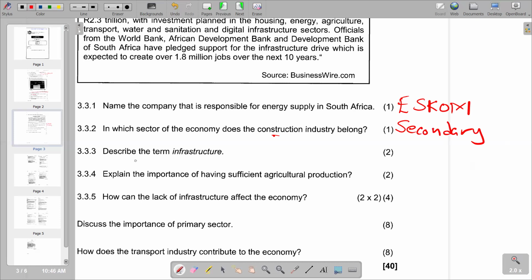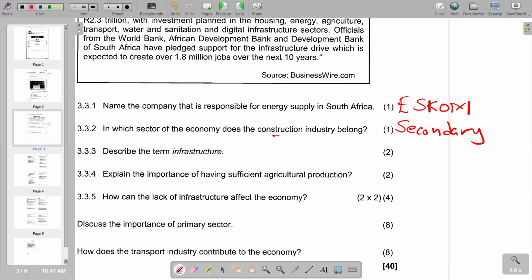sector. So 3.3.3, describe the term infrastructure. So obviously, infrastructure involves the basic physical structures. The development of physical structures explains infrastructure, and you'll see that it facilitates buildings, roads, and even power needed for the operation of society or enterprises, which are businesses. So this is the brief description that we can give in terms of infrastructure.